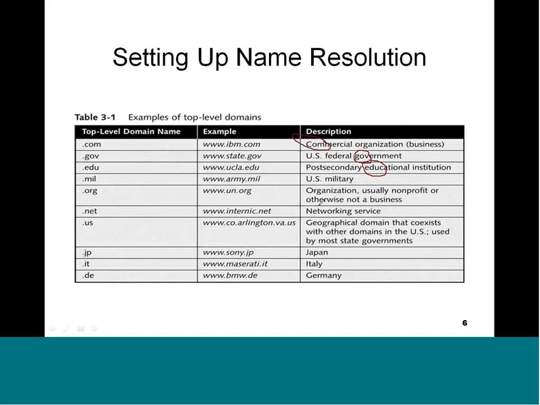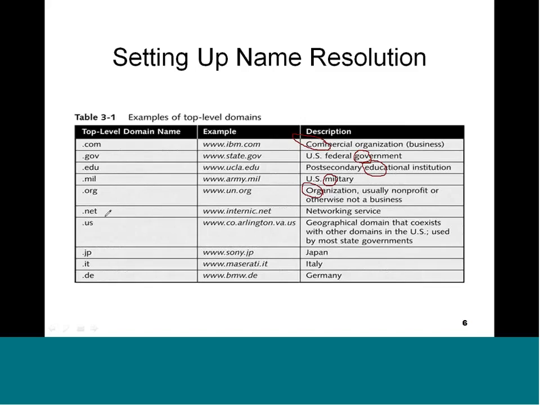Now the US military has its own top level domain name. Again, that's denoted by the first 3 letters, MIL. And any kind of organization, whether it's profit or non-profit, mostly non-profit, has its own domain names, and that is the ORG. So it's right here. These were the primary top level names for a long time: COM, GOV, EDU, MIL, and ORG.